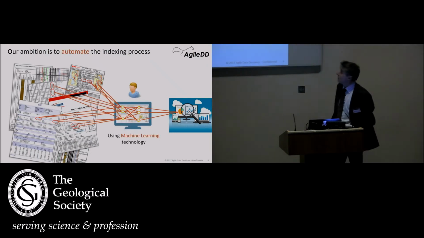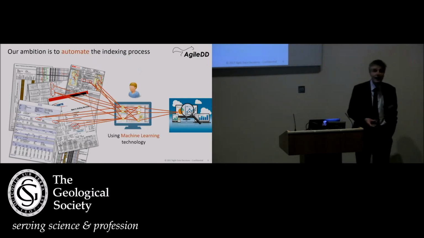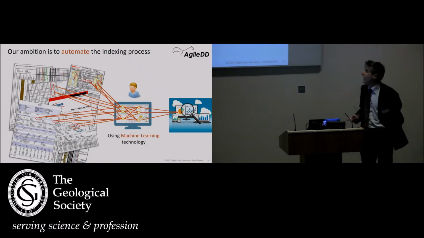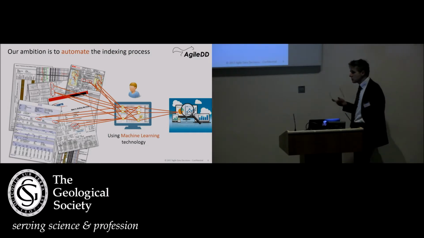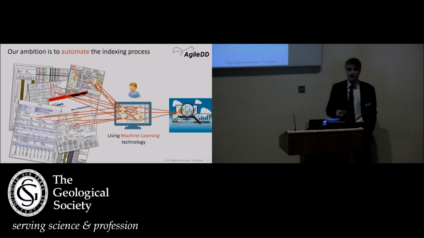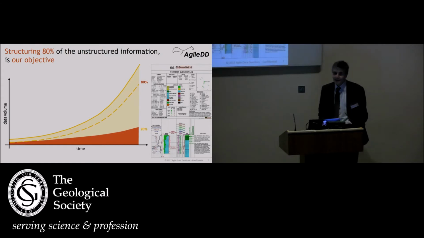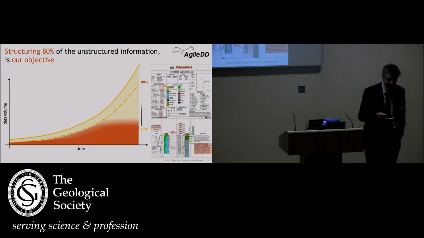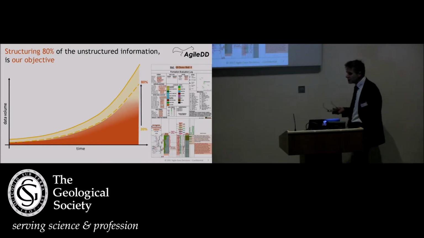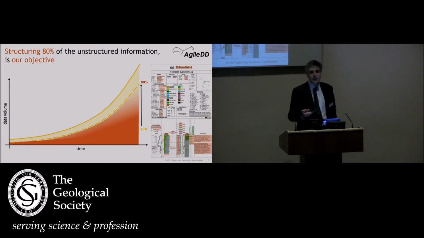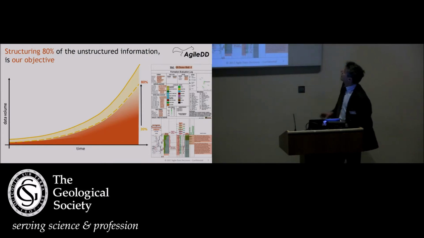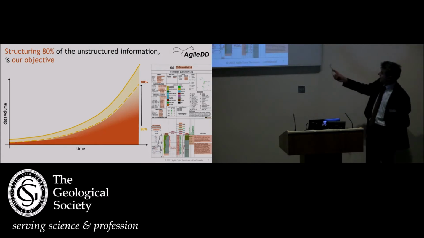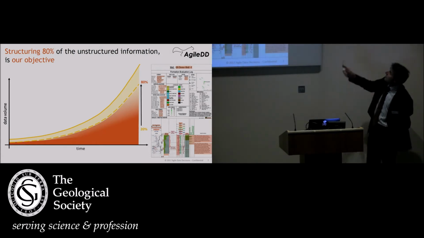So our purpose at AgileDD is trying to help you face this issue using machine learning tools. We use machine learning not to analyze your data, but just to create data for you. So let's see what it means exactly to extract data and try to reverse the ratio to make 80% of your data directly available.